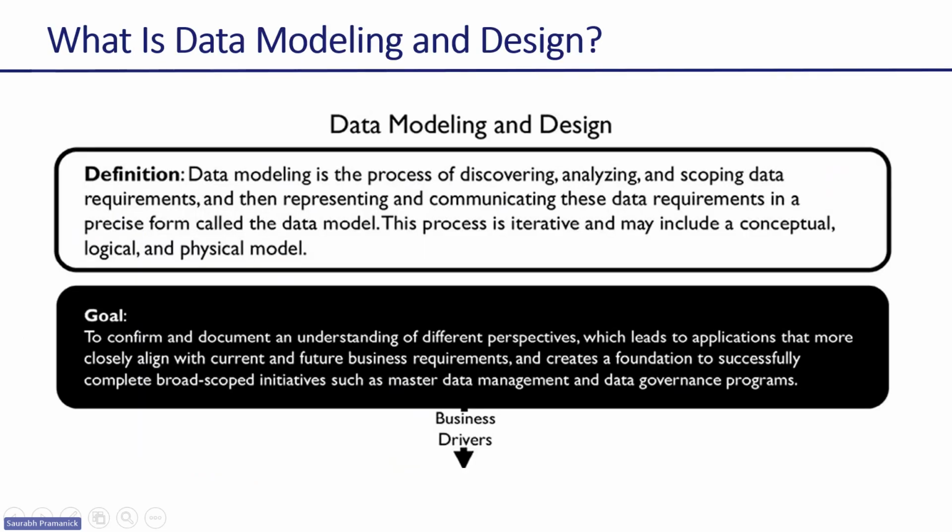Okay. So data modeling, as per the DAMA Book of Knowledge, is the process of discovering, analyzing, scoping the data requirements, and then representing and communicating these requirements in a more precise form. So you know very precisely how the data would be arranged, and very easily, right? Not only identifying the data, but when you want to place the data, you know where it can be placed into the logical groups.